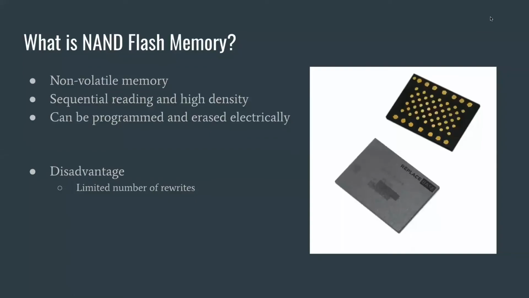NAND is non-volatile memory, which means that the data persists without any power. It does sequential reads, and it can store a high density of data, making it a popular choice for flash memory. It can also be programmed and erased electrically. But one disadvantage to using NAND flash memory is that it has a limited number of rewrites. So after about tens of thousands of rewrites, the chip would be worn out.